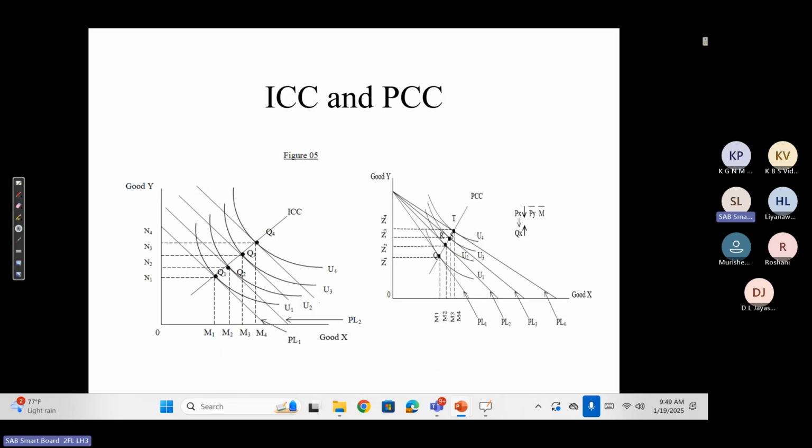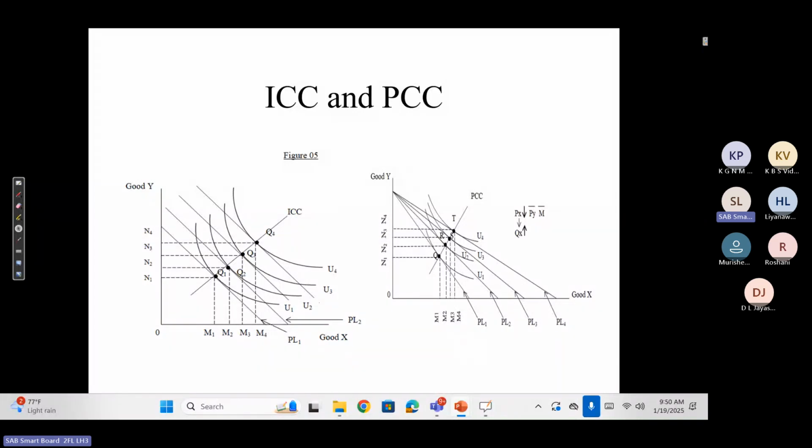Now we can see, by looking at these equilibria, where the indifference curve and the budget line meet, we can identify the ICC and the PCC. What is ICC? Income consumption curve. PCC means price consumption curve. What is ICC? The same thing that we discussed. Here we assume that with respect to a change in income, we look at what the change in the equilibrium is.